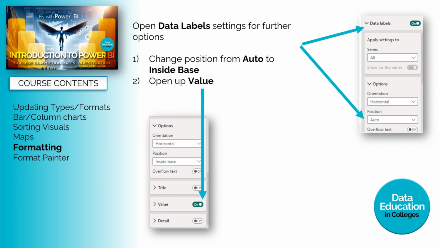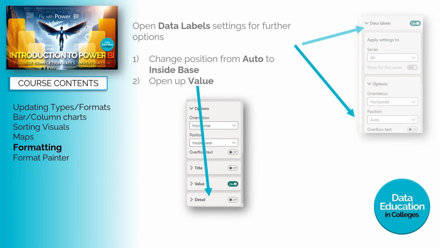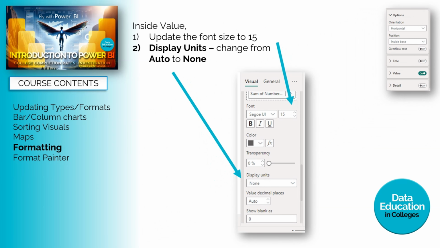Open up the data labels for further options, change the position to inside base, and then go down to value. Open that up. Within value, the display units, the auto is the one that rounds it up. So change auto to none, and then we'll have an accurate reading. I also updated the font size so they're a bit easier to read.